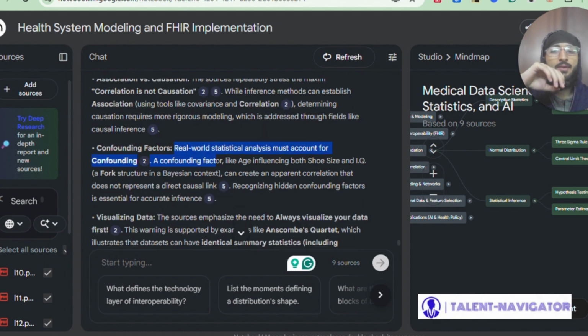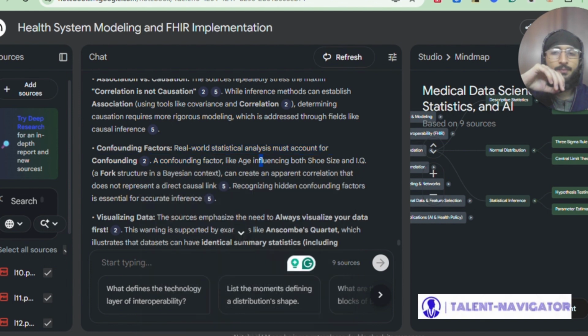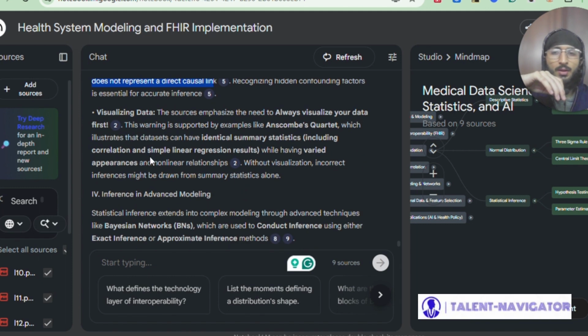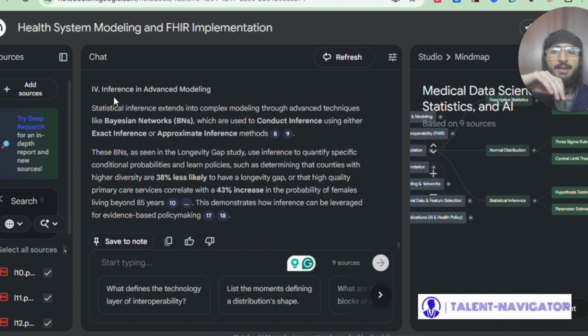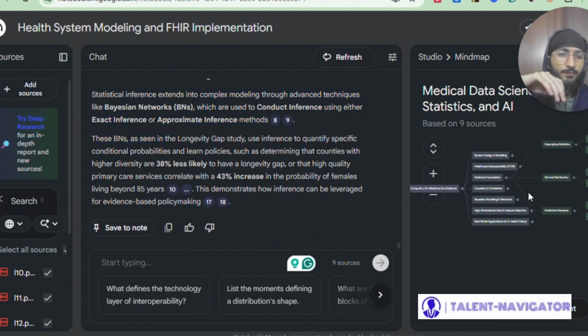So we have confounding factors. Real world statistical analysis must account for confounding. A confounding factor, like age, influencing both shoe size and IQ, right? A fork structure in a Bayesian context can create an apparent correlation that does not represent a direct causal link. Recognizing hidden confounding factors is essential for accurate inference, right? Now, we basically have this part, which is not necessary, so we can move on.